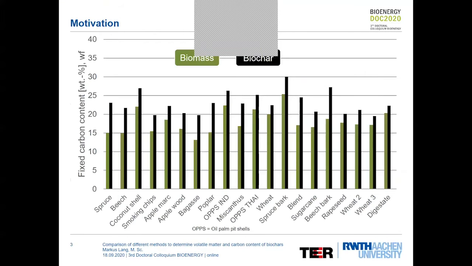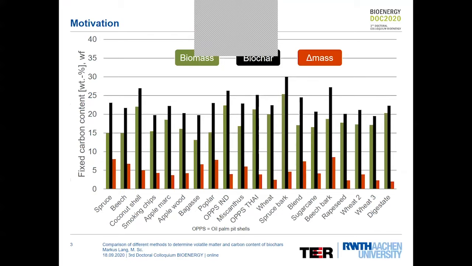So here you can see the results of a proximate analysis. We investigated 20 biomasses and their biochars, which are pyrolyzed at 500 or 600 degrees. And you can see the fixed carbon content of the biomasses in the green columns and of the biochars in the black columns. And you can see that there is a difference between both. So we have an increase of the fixed carbon content from the biomass to biochar. And the difference is around 5 weight%, sometimes a little bit more, a little bit less.